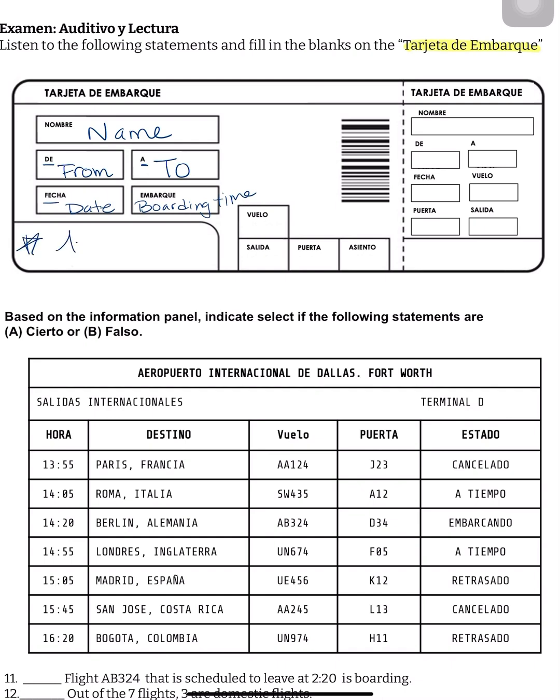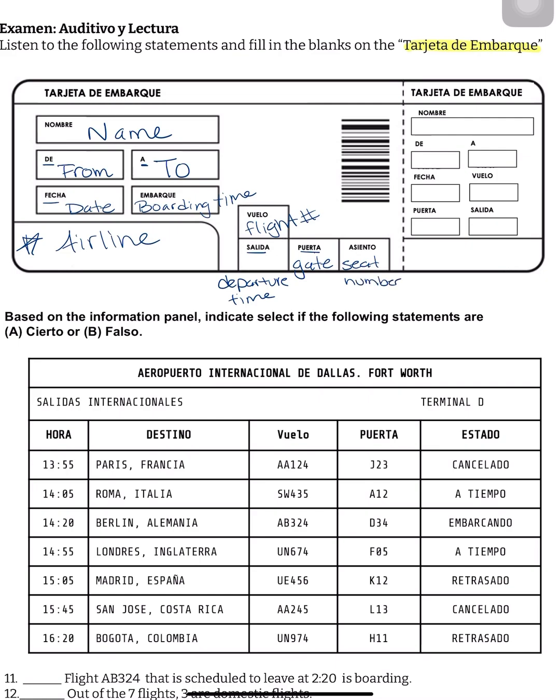Here, you're going to have your airline, which can have many different names. The vuelo is going to be your flight number. Now this one and this one can confuse you because they both have the word salida in it. But this is going to be hora de salida, which is going to be your departure time. And then this is going to be puerta de salida, which is going to be your gate. This is the area from which you're going to wait in order to go into the plane. And asiento is going to be your número de asiento, which is your seat number.